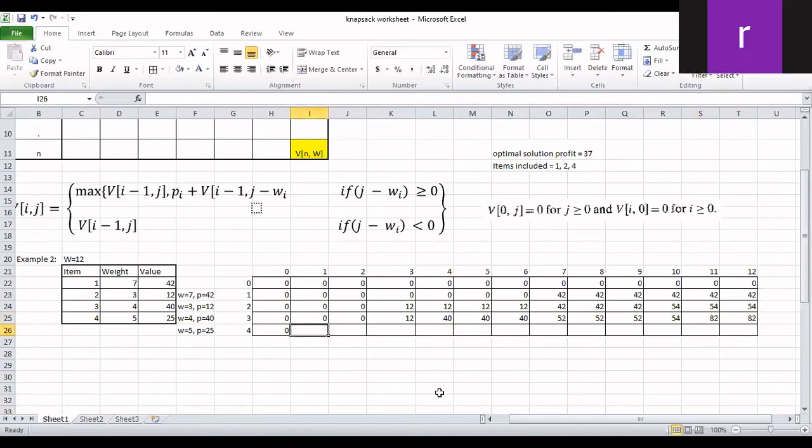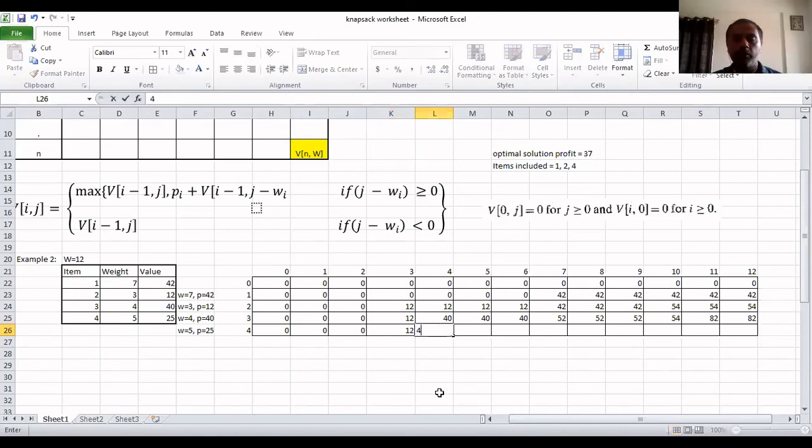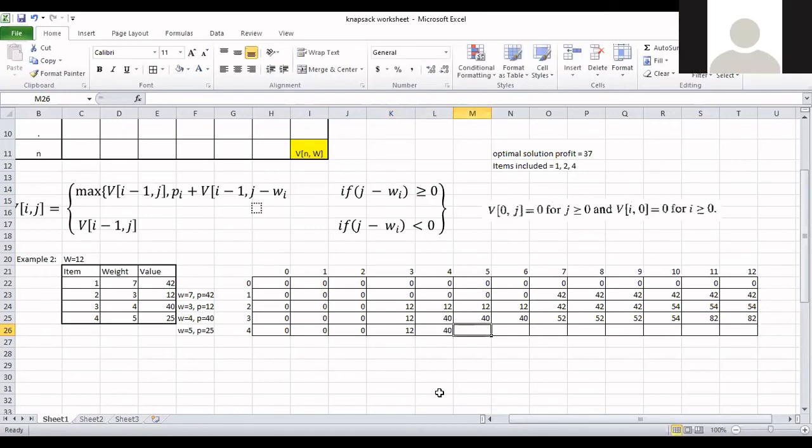Yes. So can you fill the last row? 0, 0, 0. We take the previous profit 12. And still it is not possible. 40, the previous profit. Now we can accommodate, it is possible. So now we can apply maximization.